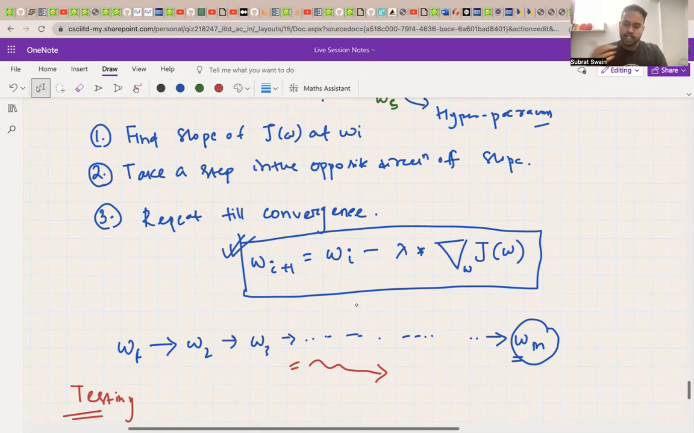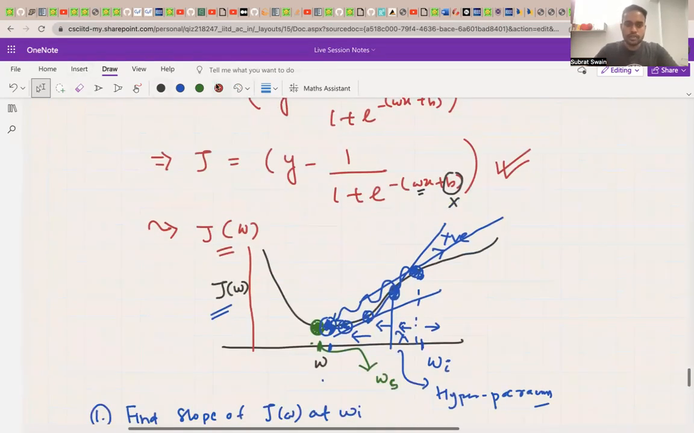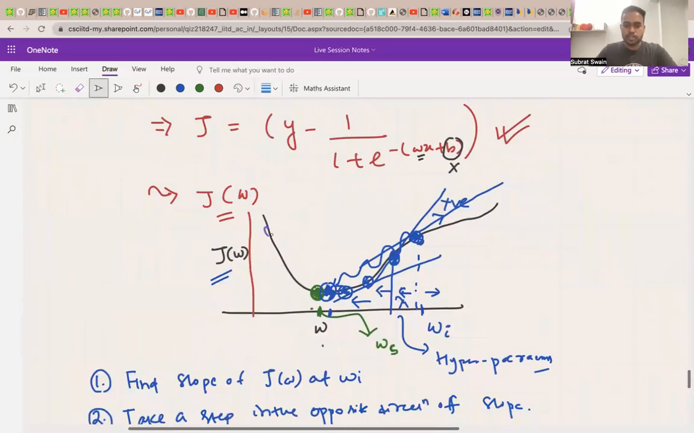opposite to the gradient. It also works in the opposite direction. If your initialized w is somewhere here and you take the slope here, this slope is negative. So this is 0, this is negative, this is positive. Since this is negative, you'll take a step in this direction, dragging it this way, and you'll go down and finally come here. This is the point of minima.